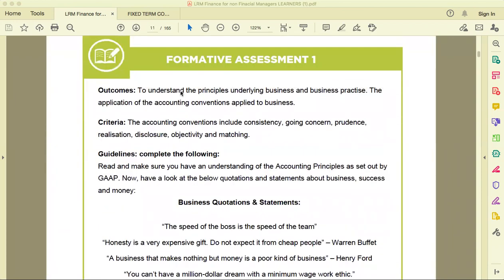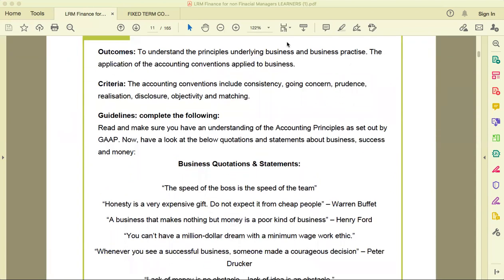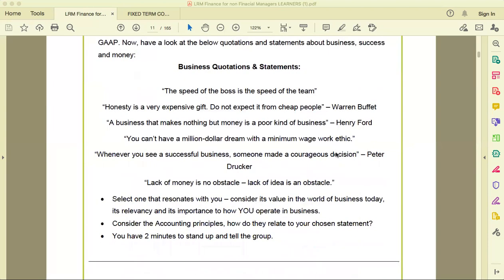What we are going to do is tell the assessor one of the accounting conventions, or accounting principles, and how they connect to one of these business quotations or statements. So we've looked at consistency, going concern, prudence, realization, disclosure, objectivity, and matching. Now you're going to read these different quotations and statements and see how one of those principles connects to the statements.